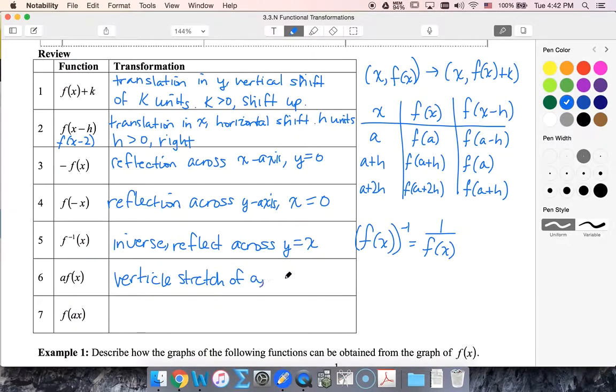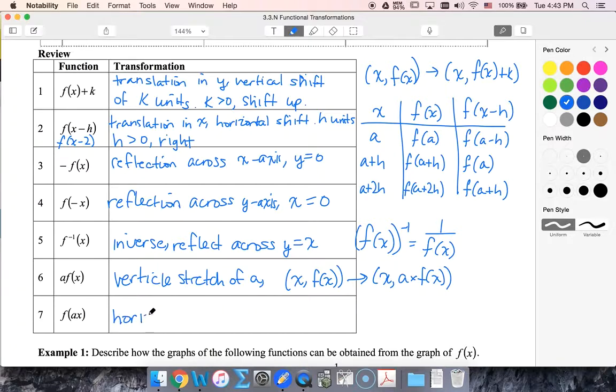So the way I'm going to work here is I'm going to take all of my y values and multiply them by a. So any point x, f of x becomes the new point x, a times f of x. So all my y values get multiplied. That means on the original x-intercepts, if my y value is 0, it stays 0 on the new one. So I stretch further above and below the x-axis.